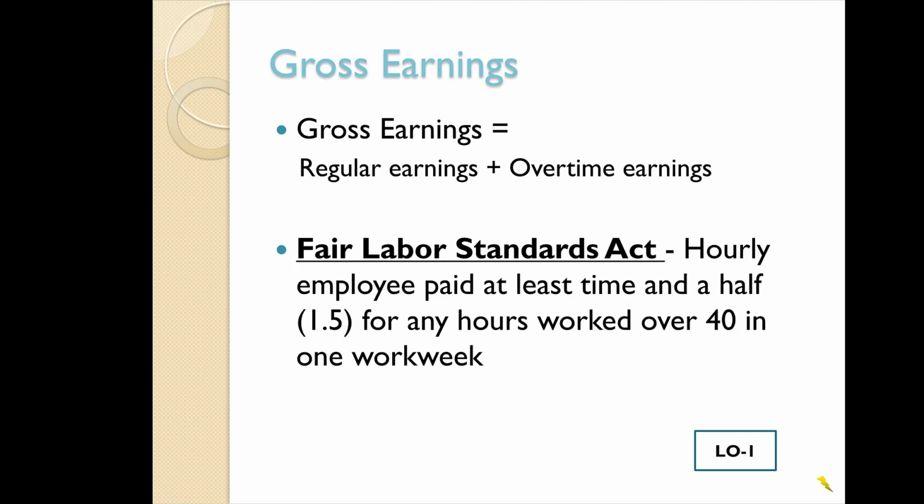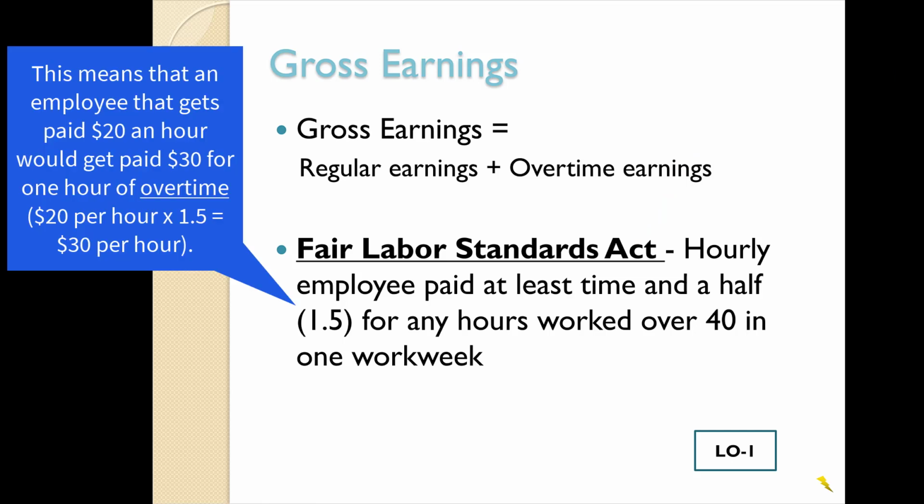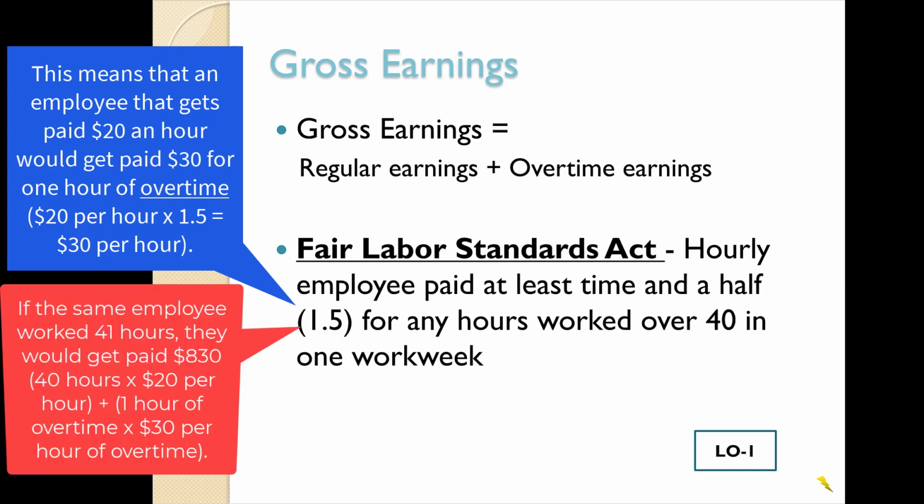So let's say you get paid 20 bucks an hour and you are hourly. If you work 41 hours, the first 40 hours you're paid at your normal rate, $20 per hour. But for that 1 hour of overtime, they will take your regular hourly pay, which is $20, and multiply it by 1.5. So for that hour of overtime, instead of getting $20, you'd get paid $30 for that hour. Now the 1.5 is the minimum. An employer could pay more, and sometimes they do, especially on holidays.